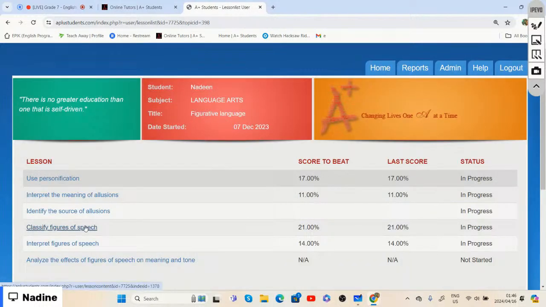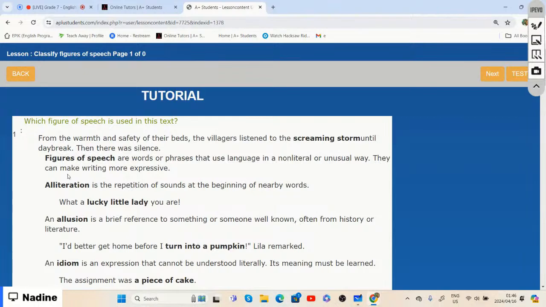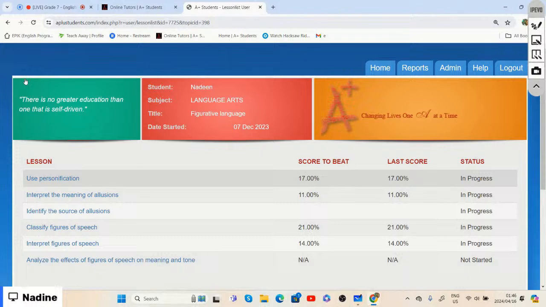All right, so that is the end of our lesson on figurative languages, right? And we see the figures of speech are words and phrases that use language in a non-literal or unusual way. It's like when we write, we are showing much more expression, right? All right, so this is now the end of our lesson, grade 7 on figurative language.